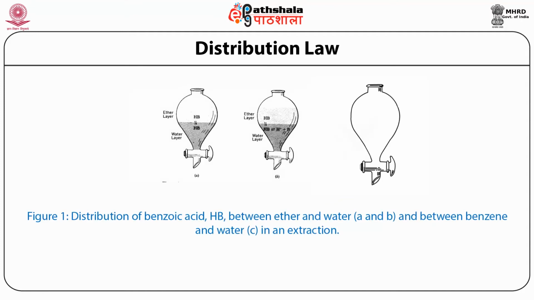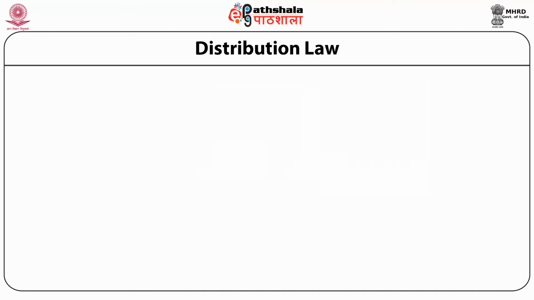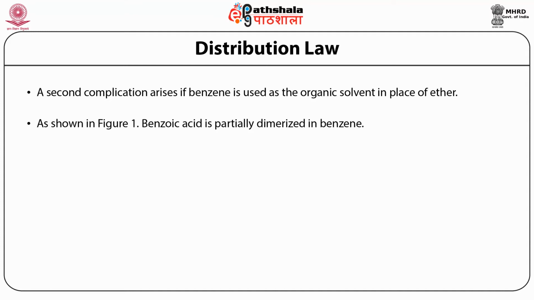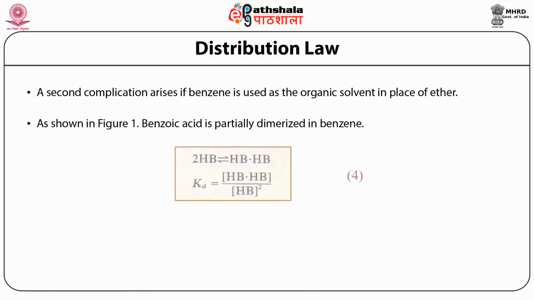So figure 1 explains the distribution of benzoic acid between ether and water, and between benzene and water in C, in an extraction. It has been taken in three different stages: HB between ether and water in A and B, and between benzene and water in C in an extraction process. A second complication arises if benzene is used as the organic solvent in place of ether, as shown in the figure. Benzoic acid is partially dimerized in benzene according to equation 4.